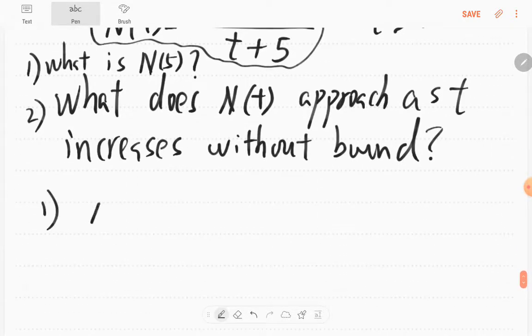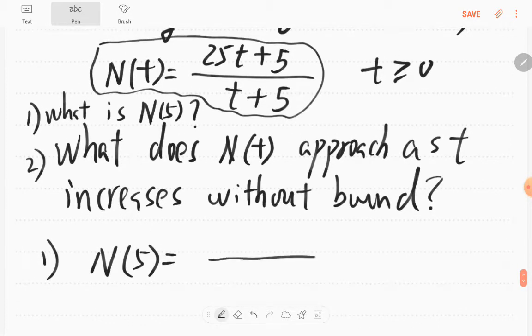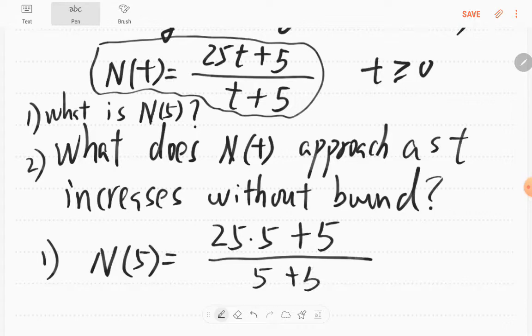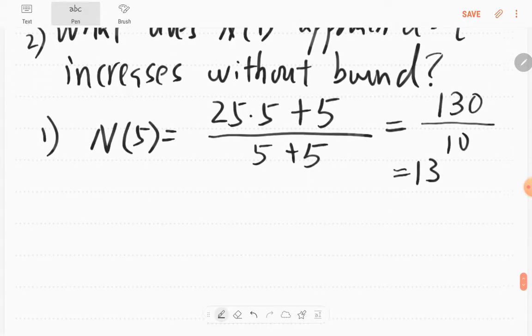So n of 5. n of 5 is equal to, just replace t with 5. So this is 25 times 5 plus 5 over 5 plus 5. So this would be 130 over 10, which is 13. So that means after 5 days of on-the-job training, on the average, a new employee can assemble 13 components.